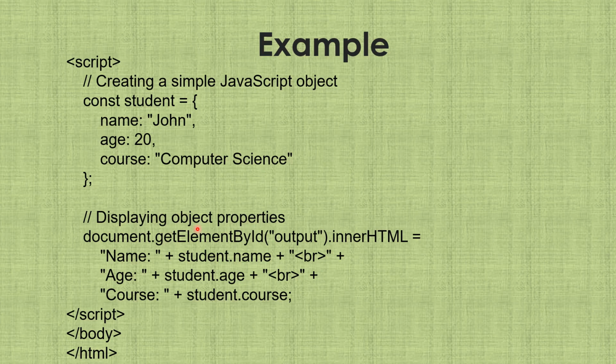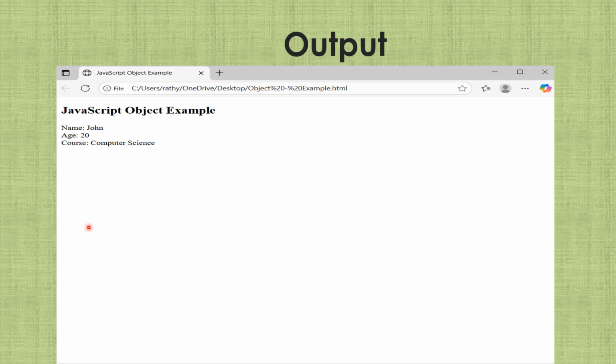So getElementById is a method used to select a single HTML element by its unique ID. So here we access the element student.name. The student is an object, name is the property of the student object. When we execute this program in Internet Explorer or any type of browser, we will get the output like this. Thank you.